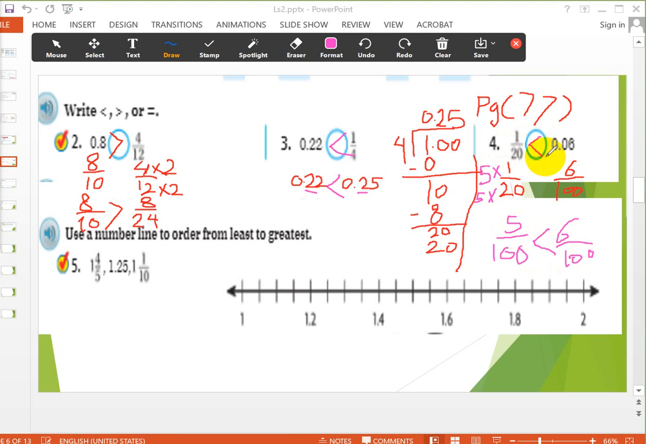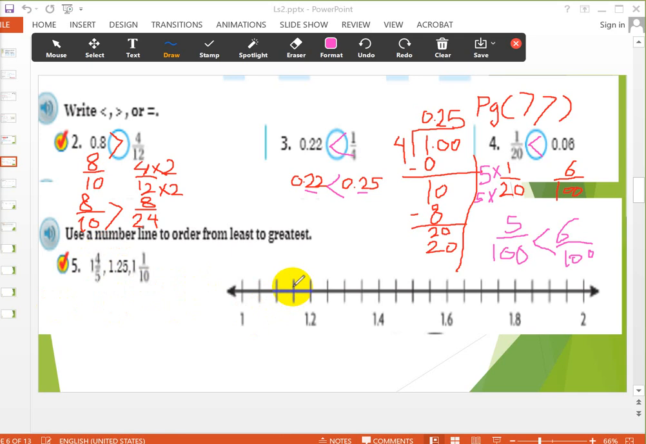Okay. Let's move to exercise number 5. Use a number line to order from least to greatest. Here I will use number line to order the numbers. You know that number line will help me, because on number line I can know which one is the greater, which one is the smaller. But here I will locate the numbers on number line in decimal form. So I have to write the numbers as a decimal. Okay?